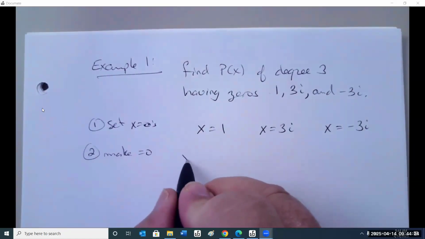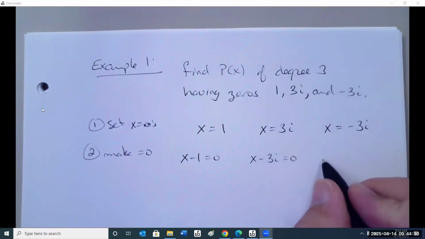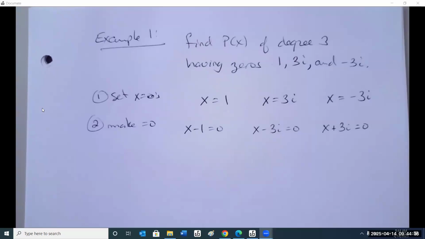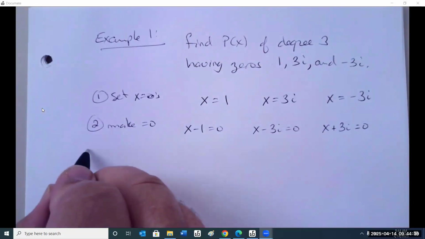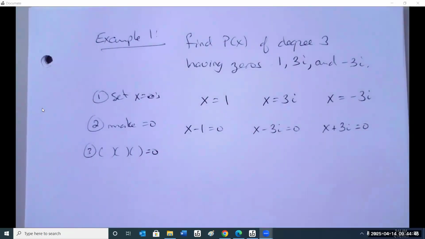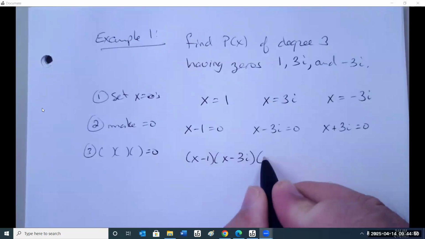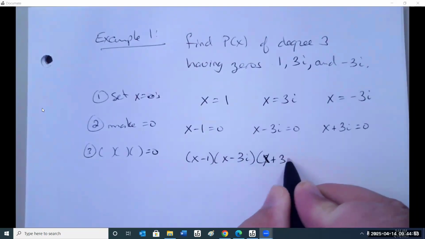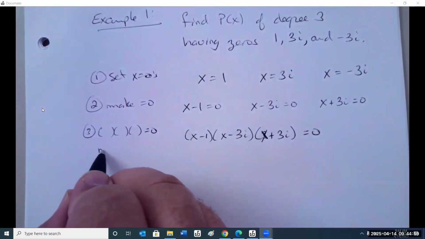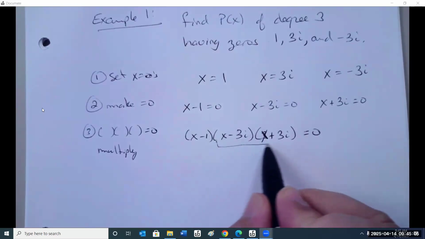Make them equal to 0. So x minus 1 equals 0. X minus 3i equals 0. X plus 3i equals 0. Then we have to multiply them together. And multiply. So we'll start with these two first.